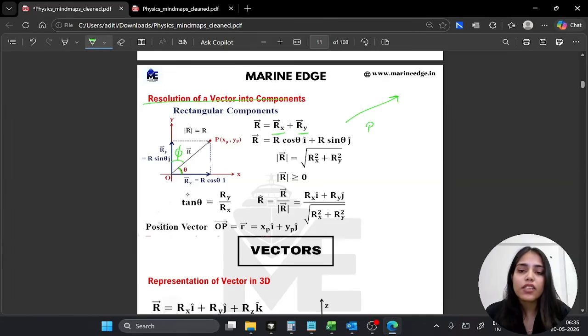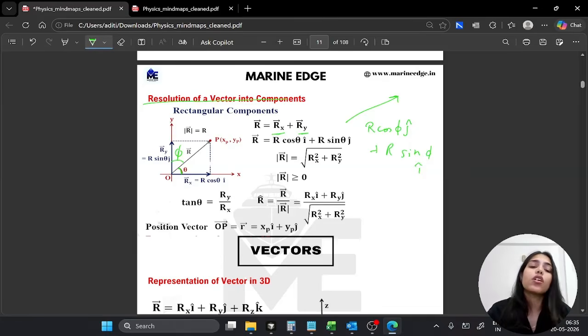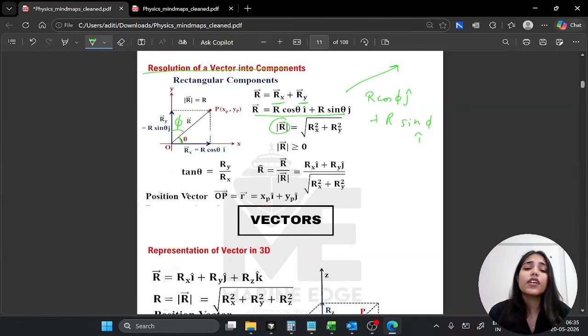Similarly, if the vector makes an angle phi with the y-axis, we can also write it as R cos phi j cap, because phi is the angle shared by the resultant and the vertical line, plus R sin phi i cap, because phi is not the angle shared by the resultant and the x-axis. So cos always goes with the line with which the angle is subtended. Squaring and adding these two components, sin square theta plus cos square theta will result in 1, so you get your resultant R square equals x square plus y square. Now, if you take the ratio of y and x, you'll get tan theta, the angle here.